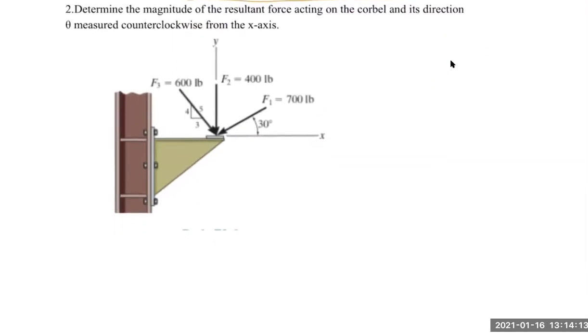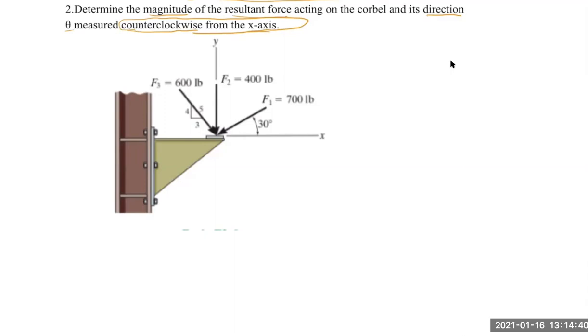The second problem says: determine the magnitude of the resultant force acting on the eye bolt and its direction, theta, measured counterclockwise from the x-axis. I'm going to explain to you guys what this means later, after we work this problem. So first, it says determine the magnitude of the resultant force and its direction.